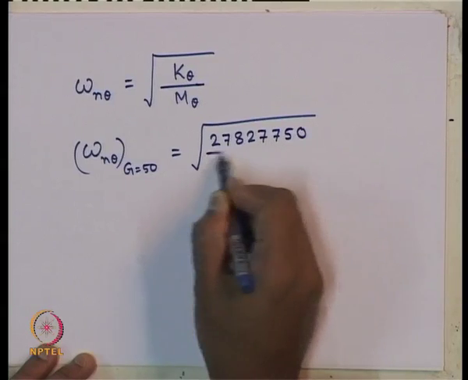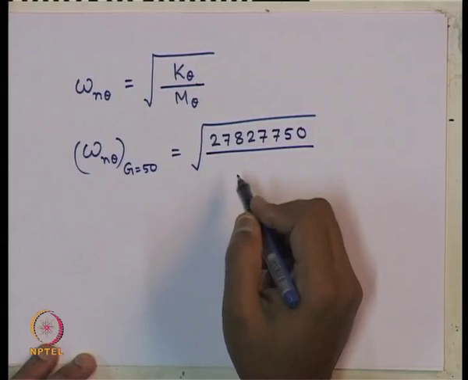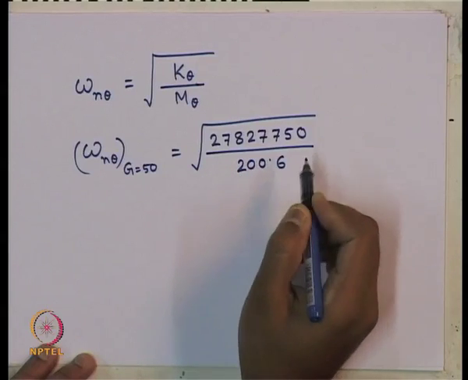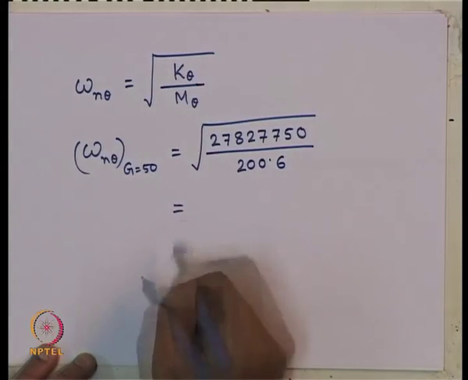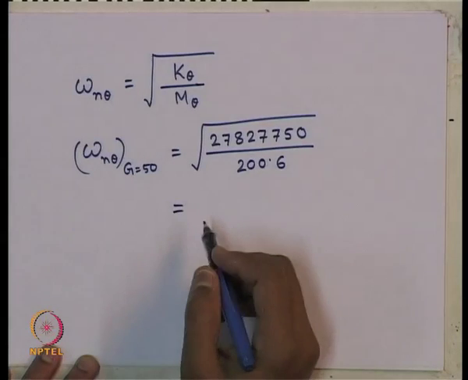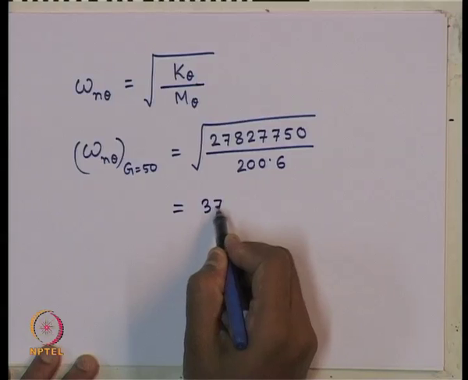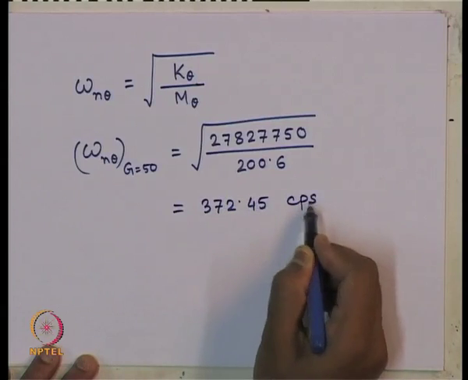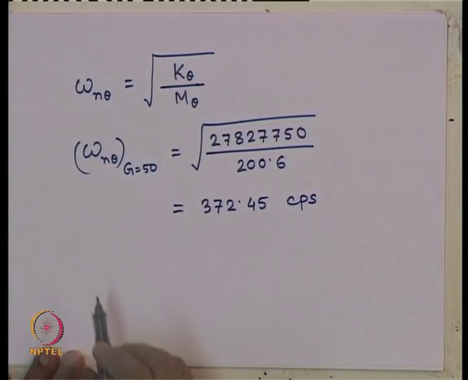27827750, and m theta for the first type of soil we have calculated 200.6. If we simplify this, how much will we get? It is coming about 372.45 cycles per second.